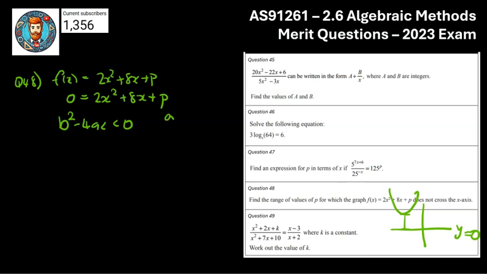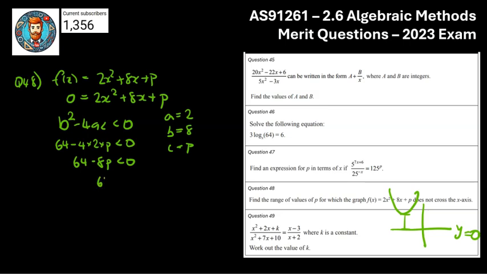So let's pull out our a, b, c. We know a is equal to 2, b is equal to 8, and c is equal to p. So we're going to substitute all three of those into my discriminant, and then I'm going to solve for p, solve for my inequality, to check when this is going to be the case. So b squared is going to be 64, right? So that's going to be 64 minus 4 times 2 times p. When is that less than 0? So 64 minus 8p. When is that less than 0?